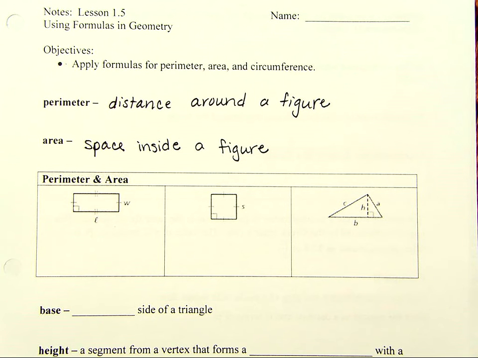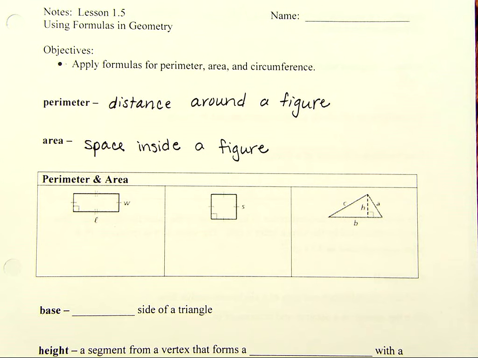In Lesson 5, we're going to be talking about using formulas in geometry. And all of these are formulas that you should be familiar with. We're just going to be doing kind of a quick review on this. And two of the terms that we're going to want you to know are perimeter and area. Hopefully those are familiar to you.